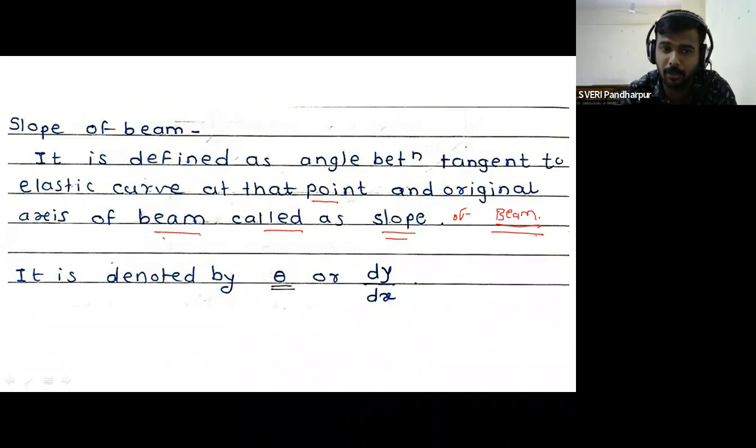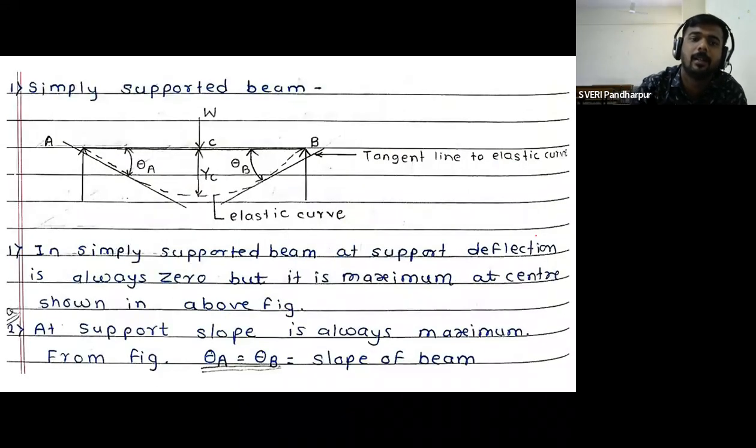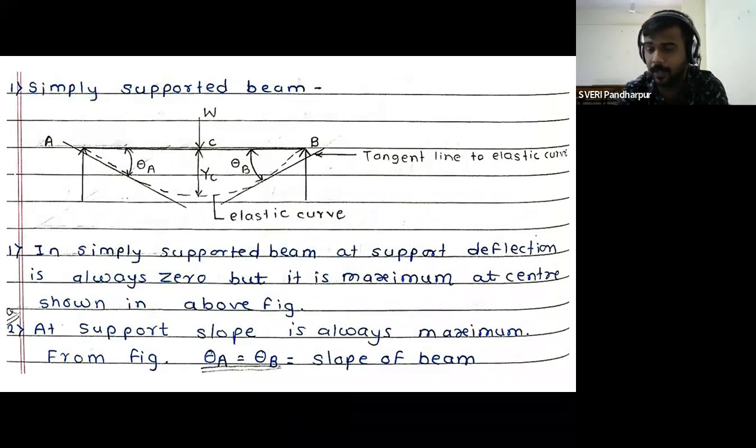So most of the time for the slope we are considering theta to represent it in the derivation part as well as in the numericals, and y for the deflection. Now we have to calculate the slope and deflections for the simply supported and the cantilever beam.